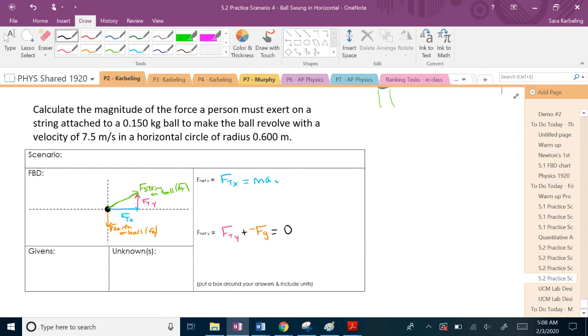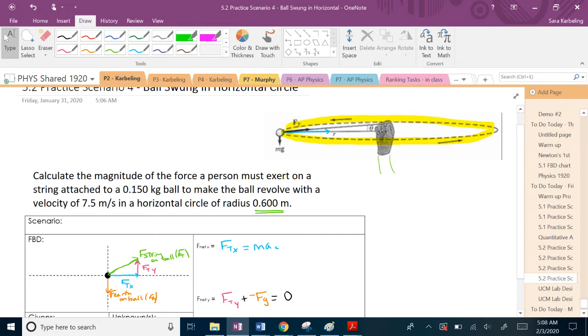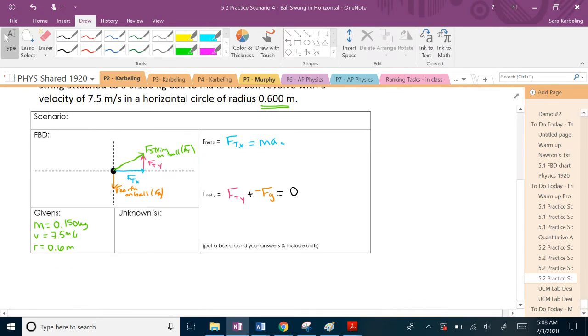Let's go ahead and write down our givens, and then we can figure out what to do with all of this information. So it says that the mass of the ball is 0.150 kilograms. Okay, it says that the velocity is 7.5 meters per second, and it tells us that the radius of the circle is 0.6 meters. Okay, so that's this value right here, which is going to be a little less than the length of the string, because the length of the string will be just the hypotenuse.